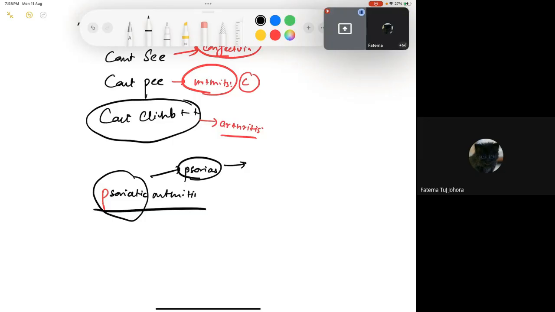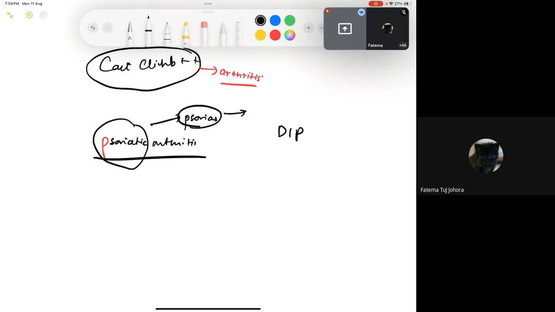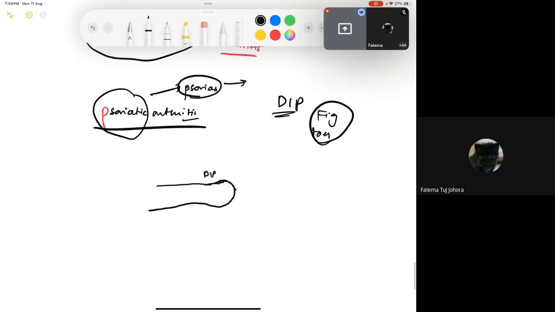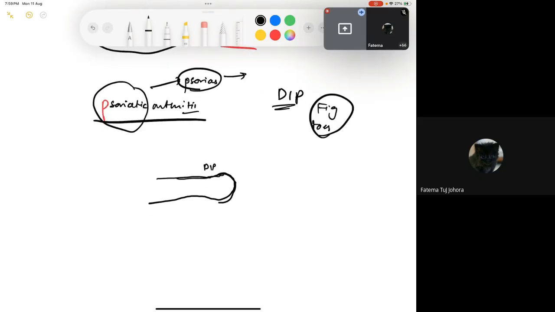It would involve the axial and peripheral joints both. The axial joints are going to be involved. The DIP joints of the hands and feet are most commonly affected. For example, if this is your finger and the DIP is affected, the finger is going to be like that. It would appear as a sausage finger or toe. So we can have fingers or toes affected by psoriatic arthritis, and the digit would look just like a sausage.